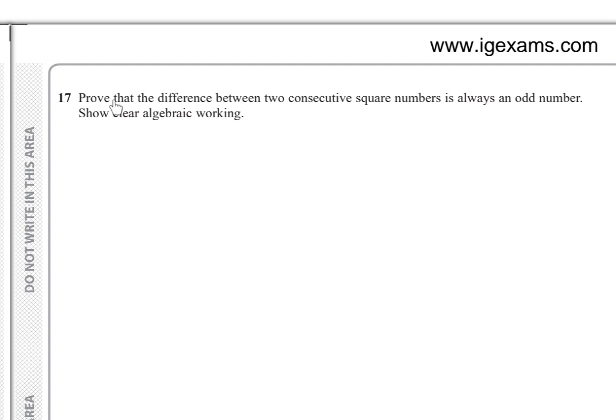Number 17, prove that the difference between two consecutive square numbers is always an odd number. Consecutive numbers means one of them is n and the other is n plus 1. But I need squares, so n squared and (n plus 1) squared. The difference between them is (n plus 1) squared minus n squared, and we want to prove that this is an odd number.